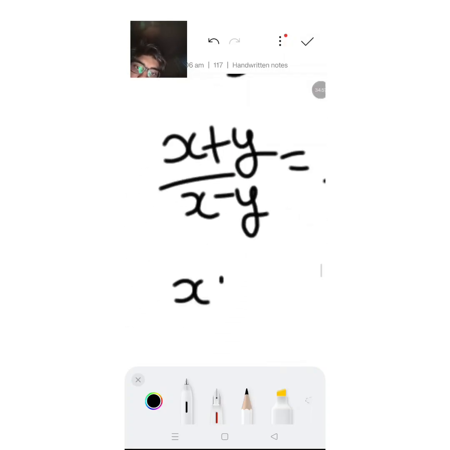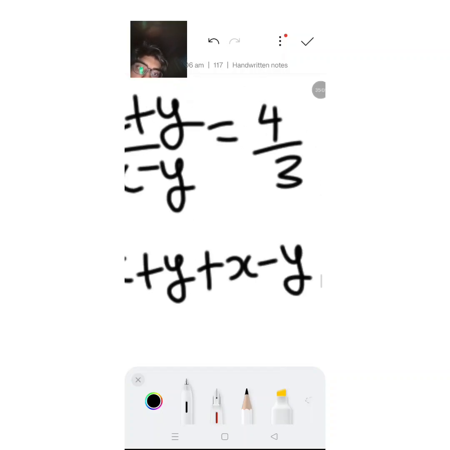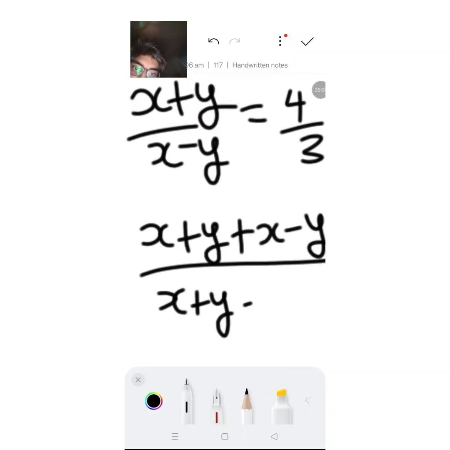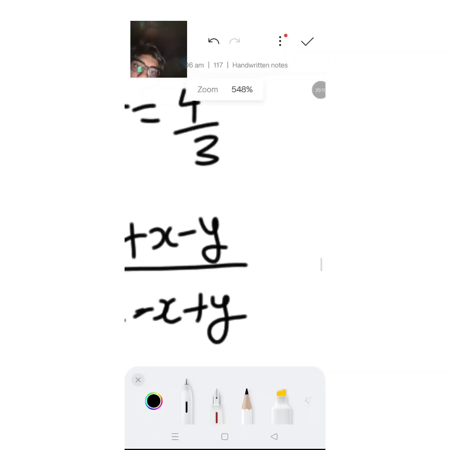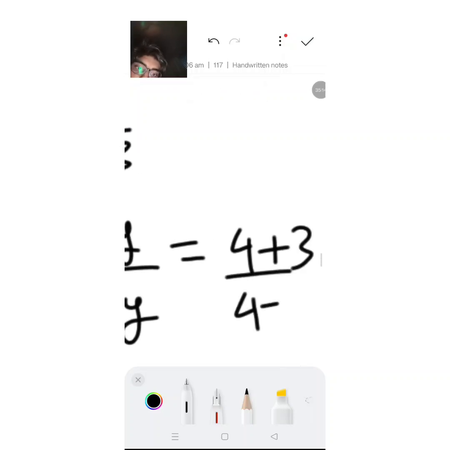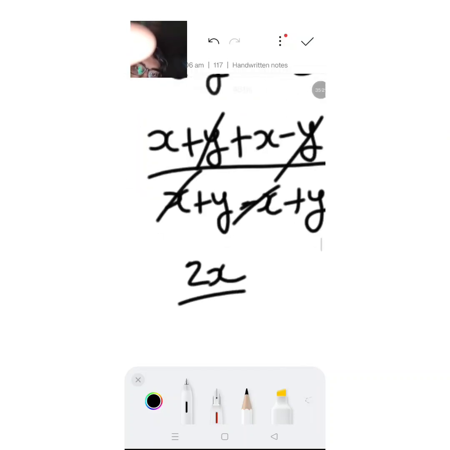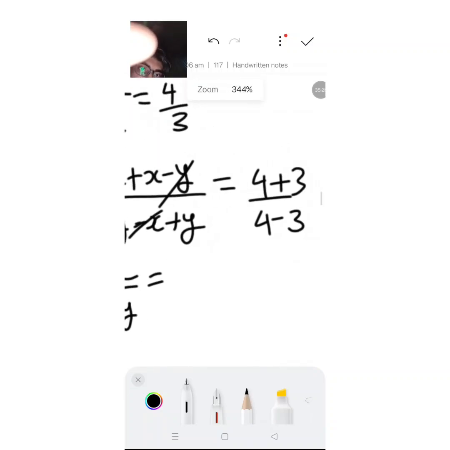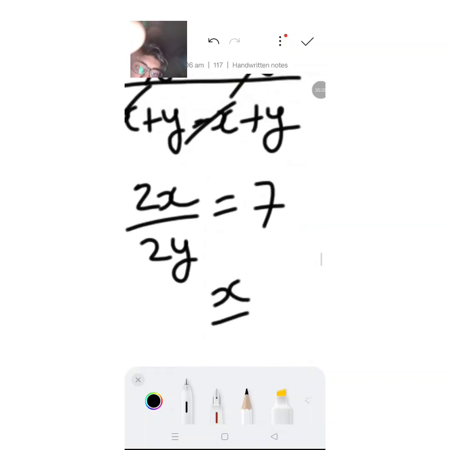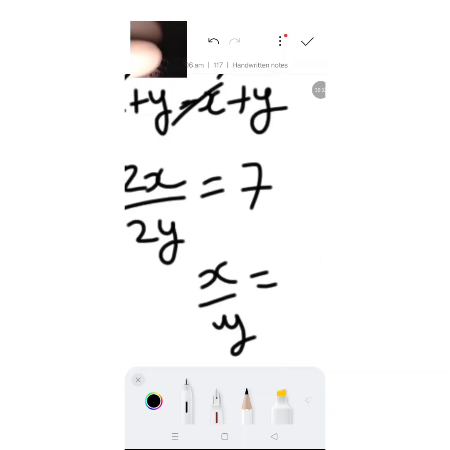Again, use componendo and dividendo over here. x plus y plus x minus y, over x plus y minus x plus y. You don't need to really do it twice, but I like to do it twice. 4 plus 3 over 4 minus 3. Got it? So this will be what? 2x, because these two terms get cancelled and these two terms get cancelled. 2x over 2y would basically be 7 by 1, which is just 7. So x by y is 7. So I've not found x, I've found x over y.